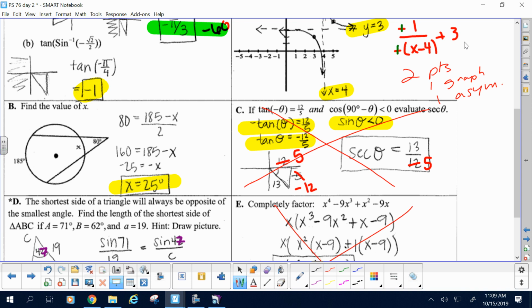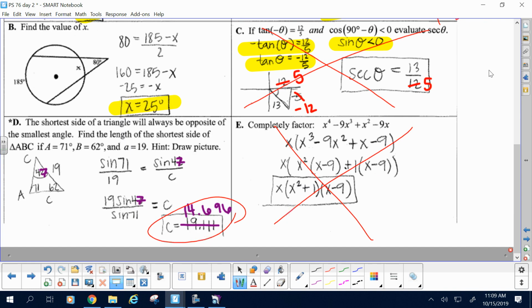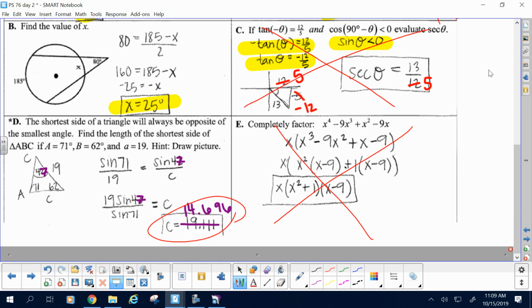C is different than this, so I'll do it on the next slide. D is 14.696. That is side C, what you're looking for. Very cool. And E you will have to do on the next slide. Are you ready then to look those over? You're not? Yeah, you are.